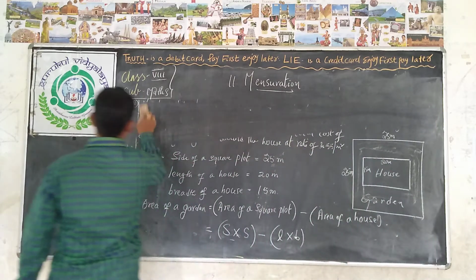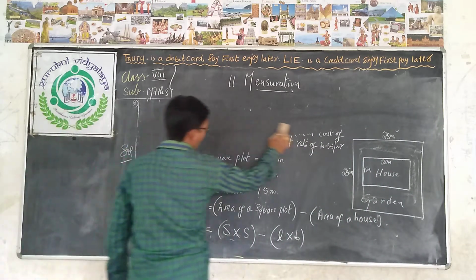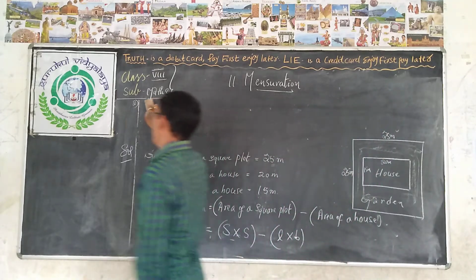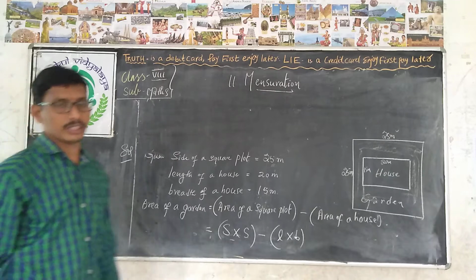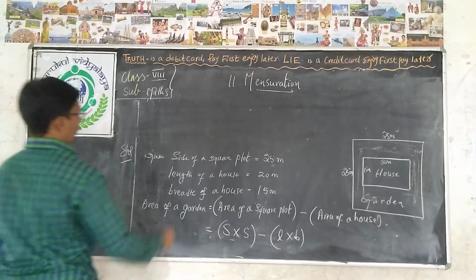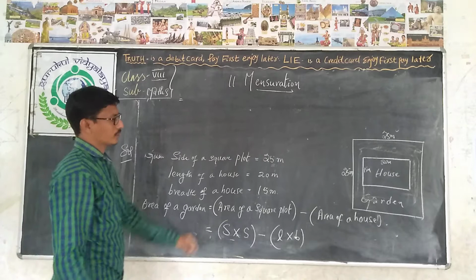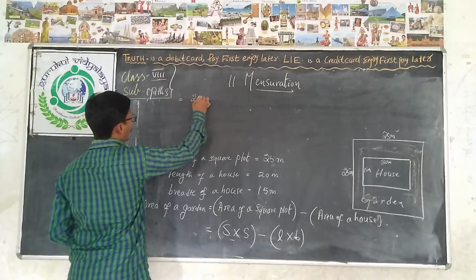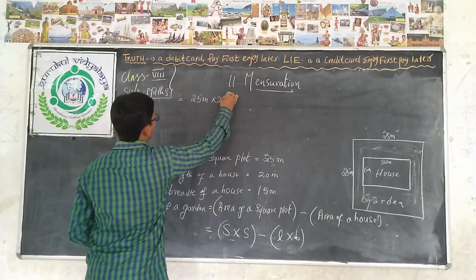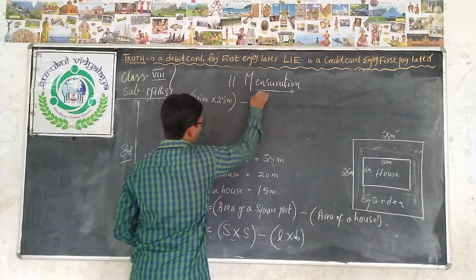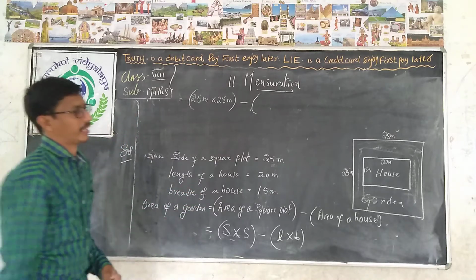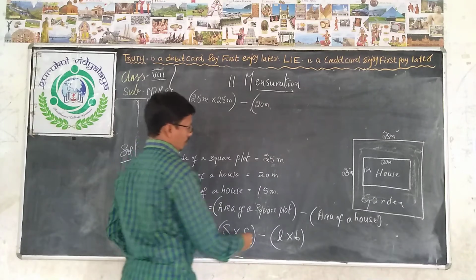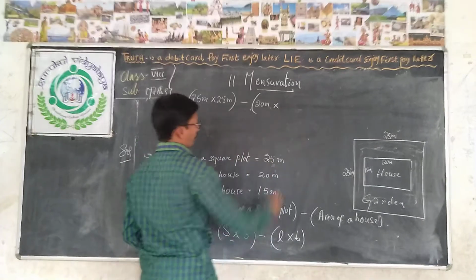I think you all know the formulas by heart: area of a square, perimeter of a square, area of a rectangle, perimeter of a rectangle. All these formulas are given. So what is the next step? Side into side. How much is the side of the plot? 25. That means 25 meters into 25 meters, minus. Now the length and breadth of the rectangle. Length is 20 meters, and breadth is 15 meters.